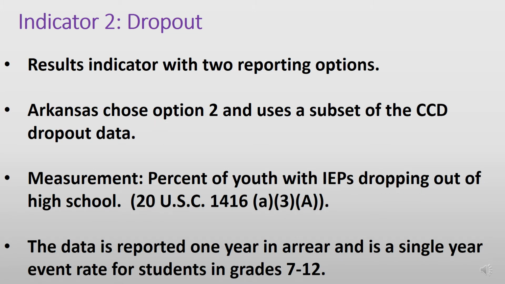Indicator 2, Dropout. Indicator 2 is a results indicator with two reporting options. Arkansas chose option 2 and uses a subset of the Common Core of Data, dropout data. The measurement for dropout is the percent of youth with IEPs dropping out of high school. The data is reported 1 year in arrear and is a single-year event rate for students in grades 7 through 12.